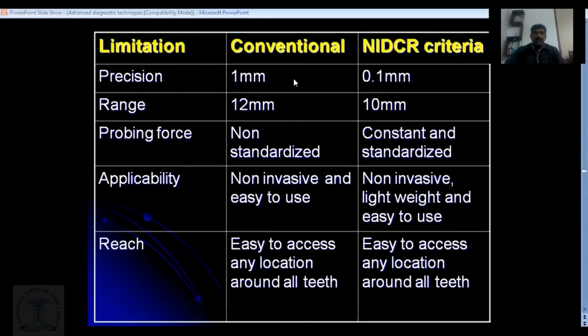The fourth criterion is applicability. The conventional probes are non-invasive and very easy to use. The NIDCR criteria say it should be non-invasive, lightweight and easy to use. Then there is accessibility or reach. Conventional probes are easy to access; they can reach any location around all teeth. According to NIDCR also, this criterion is more than enough. Then there are some other criteria also.